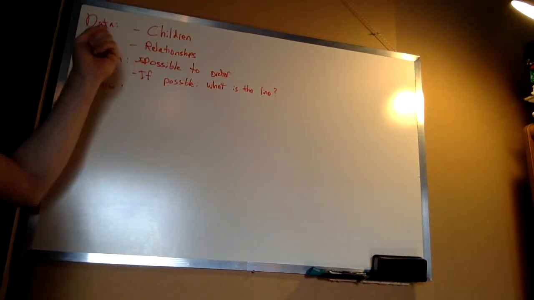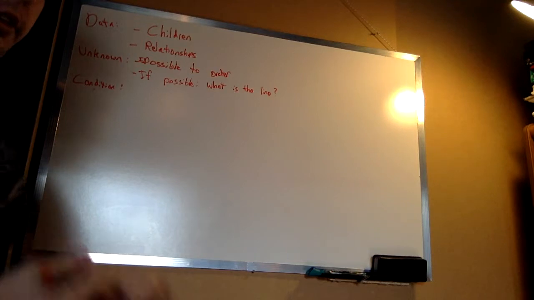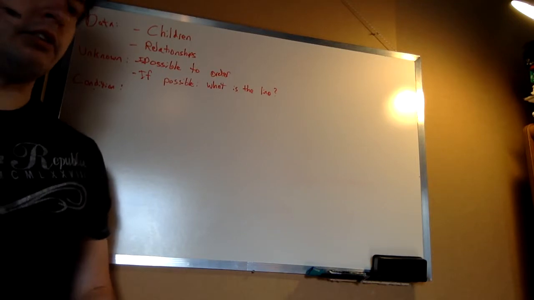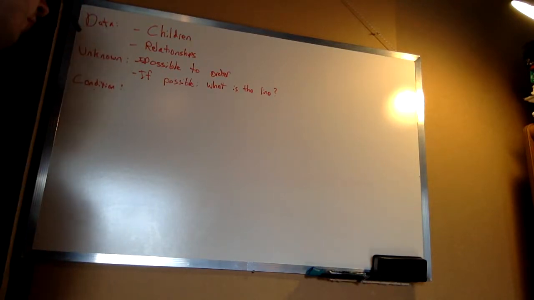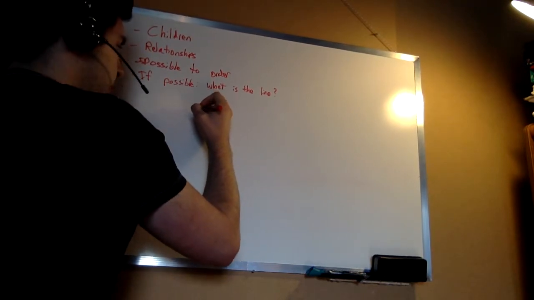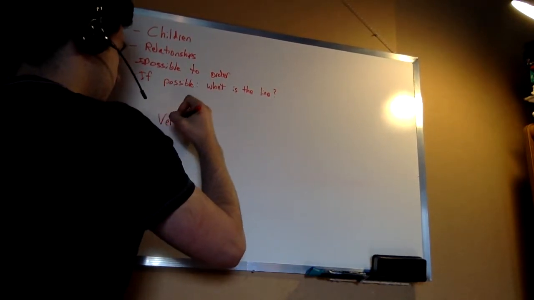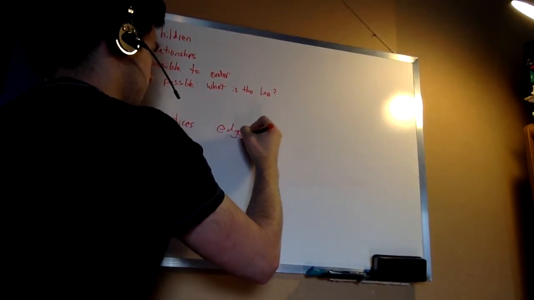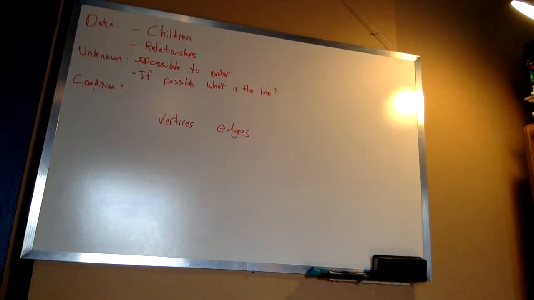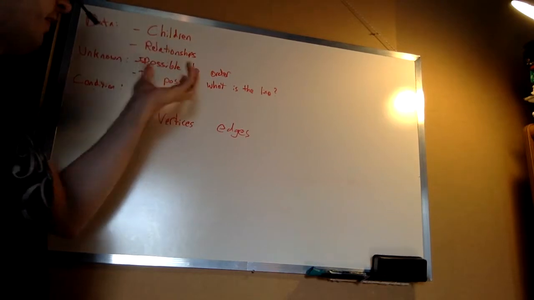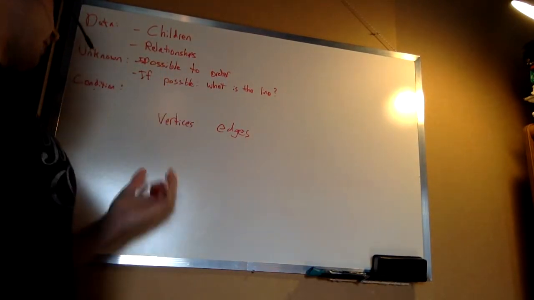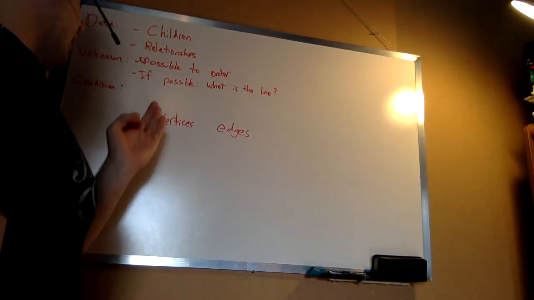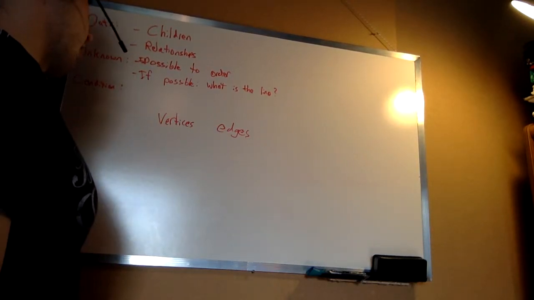So our data here are the children and relationships. Now, knowing that this is a graph problem, how can we model this in a way that makes sense and we can actually do something with it? So we kind of have two choices here, right? In a graph, we have our vertices and our edges. And we have two groups of data here, the children and the relationships. So we could either make the children the vertices and the relationships the edges, or we could make the children the edges and the relationships the vertices.